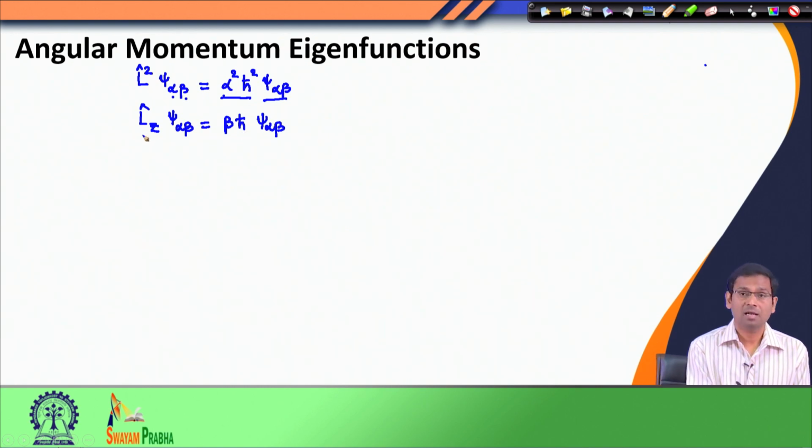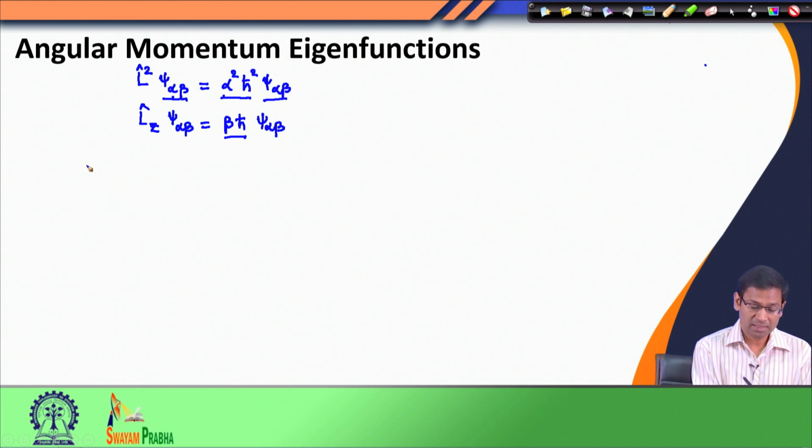Again, since the angular momentum operator has dimensionality of h bar, I am defining this eigenvalue as beta h bar, such that beta is a dimensionless quantity. It can be any real number. So, these are still my definitions. I still do not know what alpha and beta are. I am just defining psi alpha beta as a simultaneous eigenfunction of the L square operator and the Lz operator, with these eigenvalues, where I still have to determine what alpha and beta are.